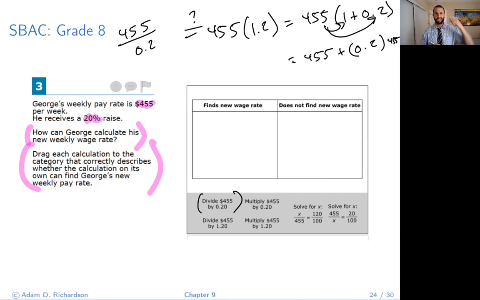Does that equal that? No, that does not equal that. It definitely does not equal that. So that one does not find the new wage rate. That one's definitely a no. Okay, next. What about this one? If we divide 455 by 1.2, wait, you mean this?